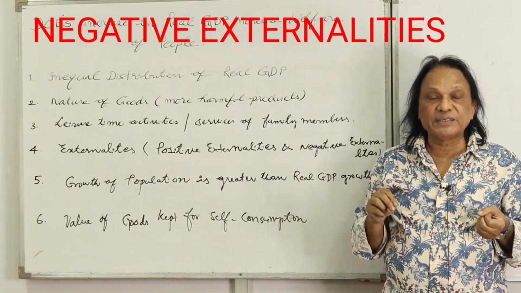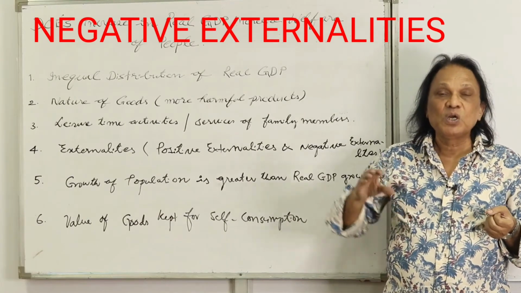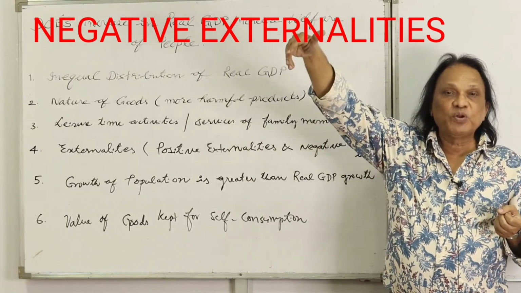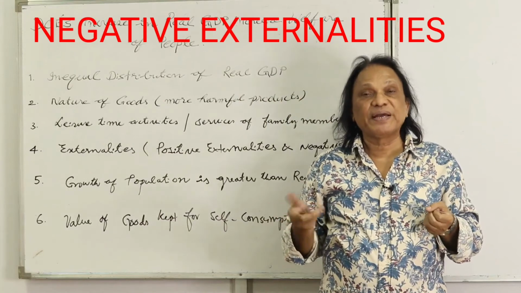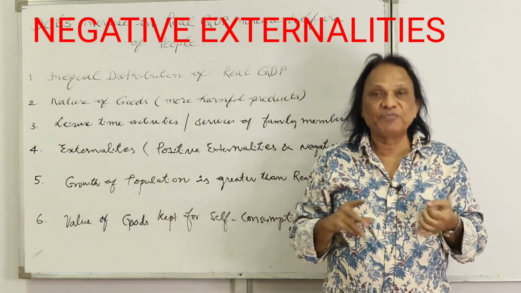What are negative externalities? Negative externalities are air pollution, water pollution, and noise pollution caused by the factories in your area, for which we are not penalizing anyone. They decrease the welfare of the people.